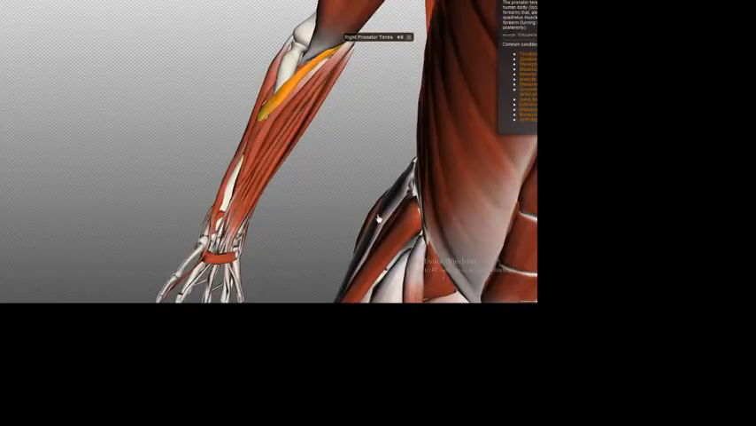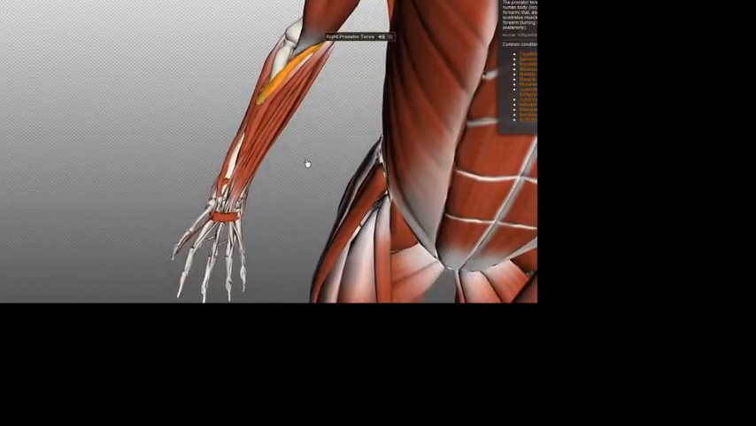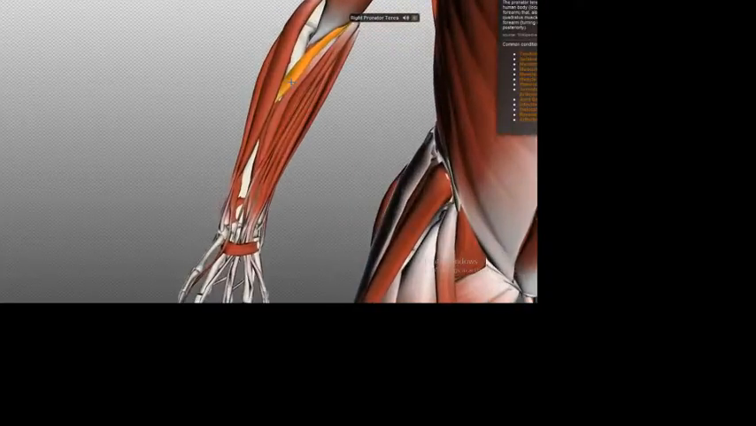So you've got those four muscles of the superficial layer of the anterior compartment. You've got the flexor carpi radialis and ulnaris, which lie either side of the palmaris longus, and then you've got the pronator teres, which lies lateral. Okay, so now I'm just going to dissect away the superficial muscles, and we'll look at the intermediate muscle layer.